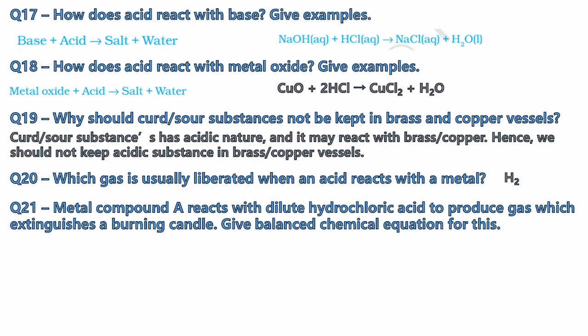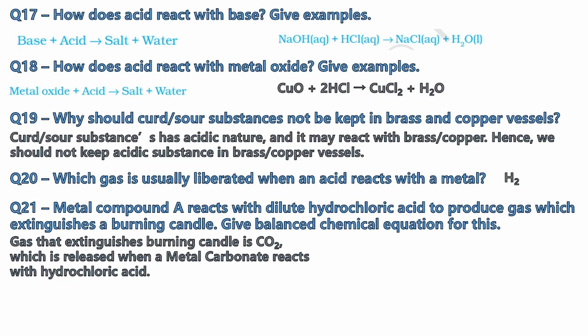Metal compound A reacts with dilute hydrochloric acid and produces a gas that extinguishes a burning candle. Give the balanced chemical equation for this. See, any gas which can extinguish fire is nothing but carbon dioxide. So we have learned that whenever you react acid with a metal carbonate, it gives you carbon dioxide. So metal compound A, which reacts with hydrochloric acid, is nothing but the carbonate. So the gas that extinguishes the burning candle is CO2, carbon dioxide, which is released when a metal carbonate reacts with hydrochloric acid. So if you take sodium carbonate, Na2CO3, and react it with hydrochloric acid, HCl, you will get the salt NaCl plus H2O plus CO2.